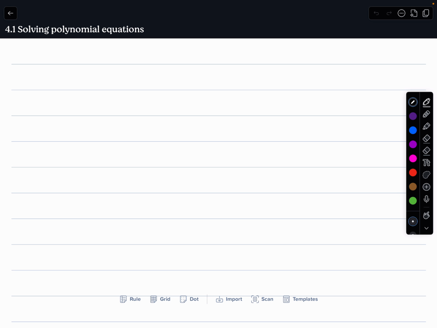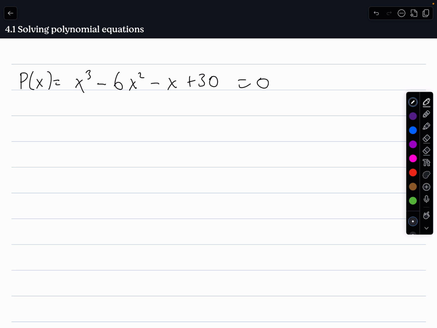So this lesson, guys, chapter 4.1, we're talking about solving polynomial equations. So remember, a polynomial equation, so let's look at one. For example, this polynomial equation: x cubed minus 6x squared minus x plus 30 equals 0. Whenever it asks us to solve a polynomial equation, solving just means find the roots. So whenever it says solving a polynomial equation, it means find the roots.